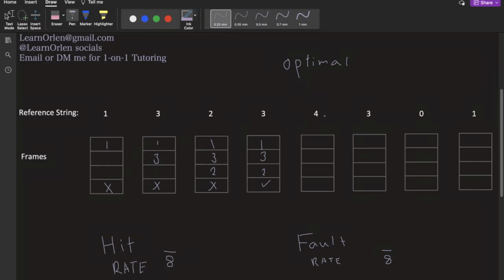Now we have 4. So we look ahead. We have 1. Is it used again? It is. Okay, 3, it will be used again. 2, 2 is never used, so that will be the page to be replaced. This is more of a hypothetical algorithm. Next, we have 3. 3 exists, so it's a hit.